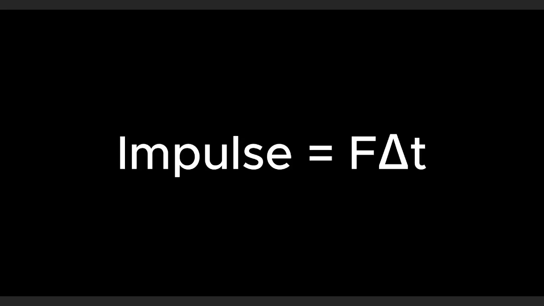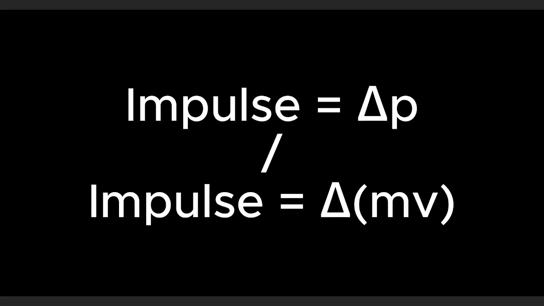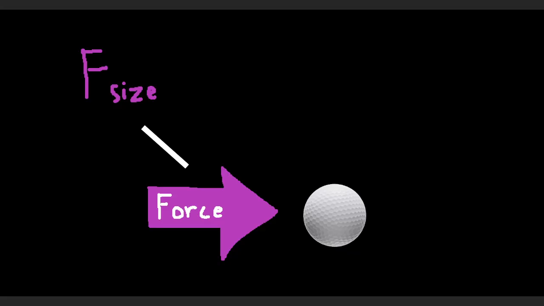Impulse is defined as the product of the net force applied and the time interval over which it acts. Impulse is also equal to the change in momentum. This means that the force applied to the ball depends on both how large the force is and how long the club stays in contact with the ball.